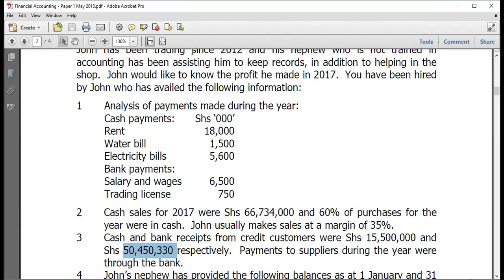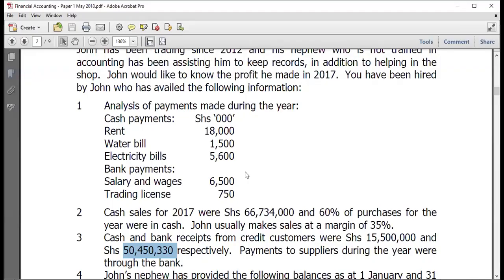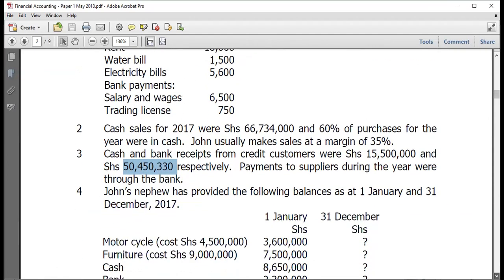I'll come here and record my bank receipt from customers to be that amount, okay? So my aim is to go and look for other items that might affect my control account. Anything that reduces my debtors or anything that increases these debtors, okay? So I'm done with this. I move now to the next part.